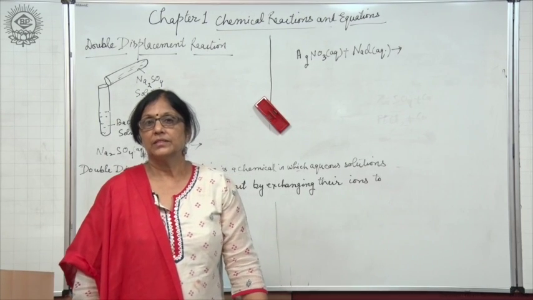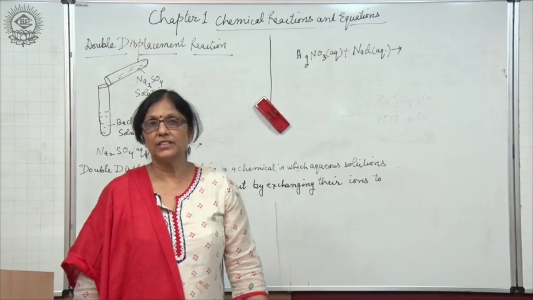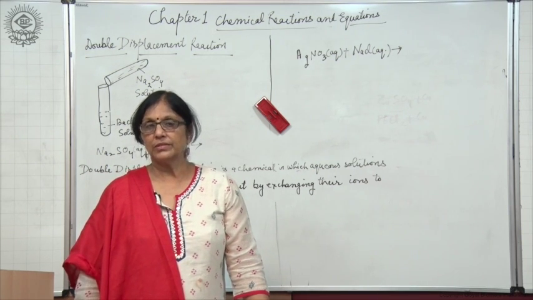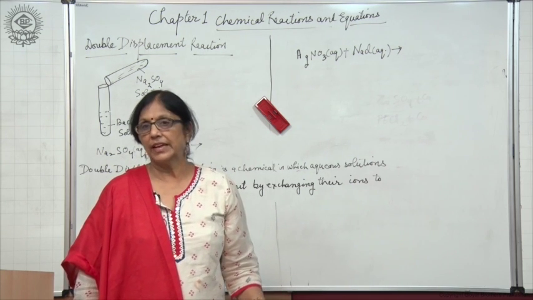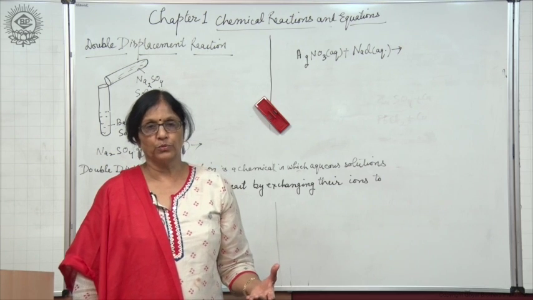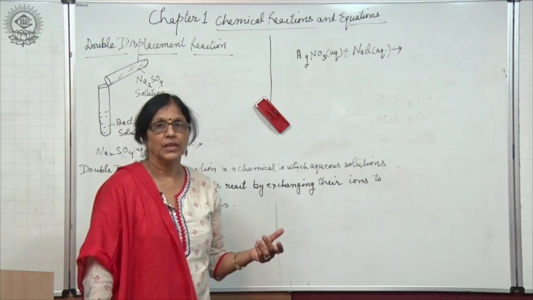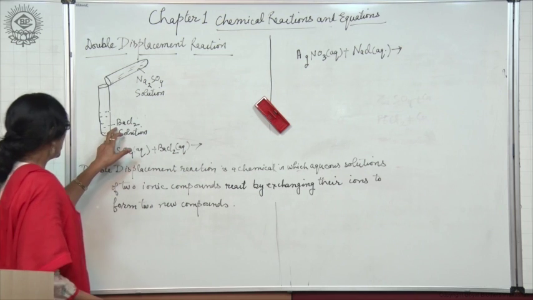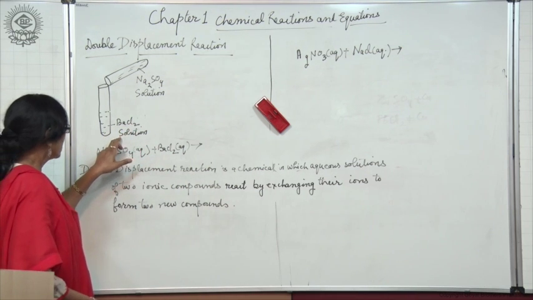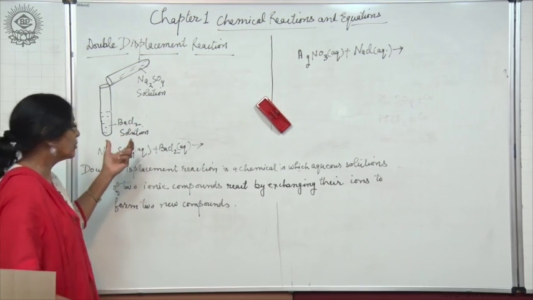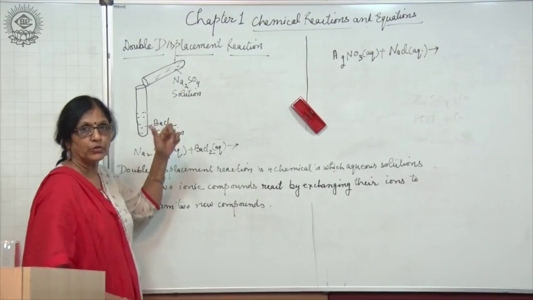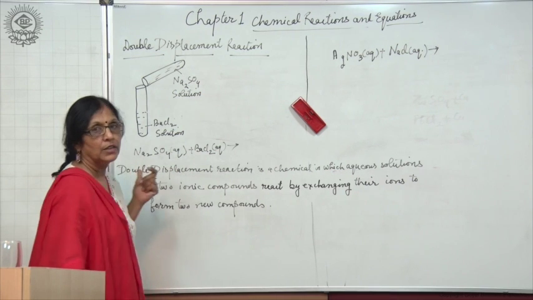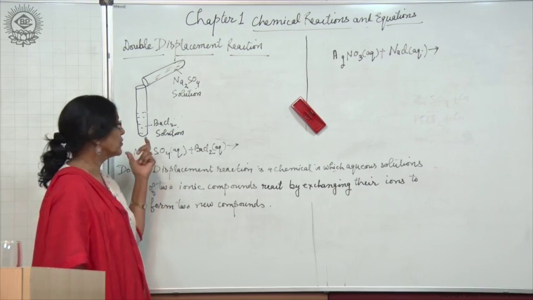Now, we will discuss the fourth type of chemical reaction, that is double displacement reaction. For this reaction also, to understand it, let us discuss an activity. Take two test tubes and take two salts. One is barium chloride dissolved in water, it forms a clear solution, barium chloride solution in water. And sodium sulphate salt is also dissolved in water to form sodium sulphate solution. Now, the two solutions are mixed.